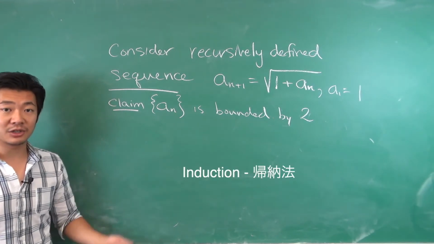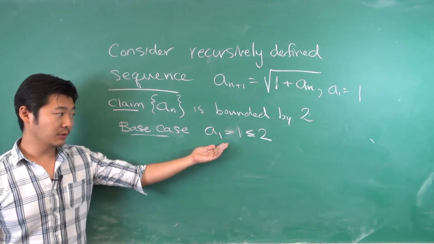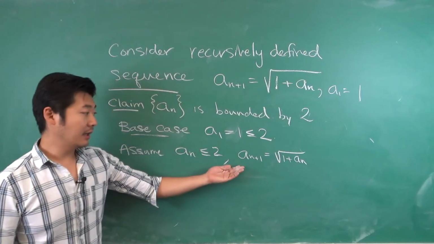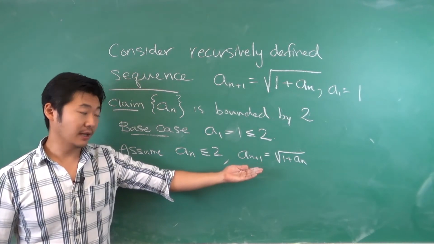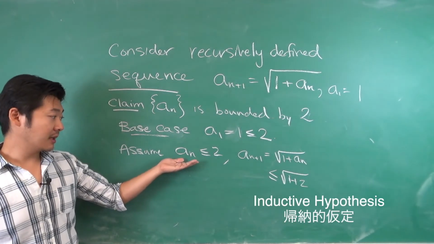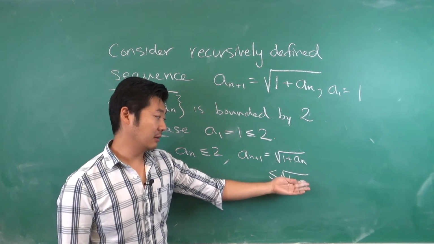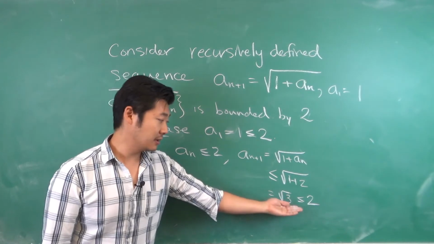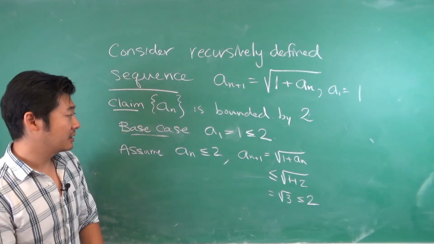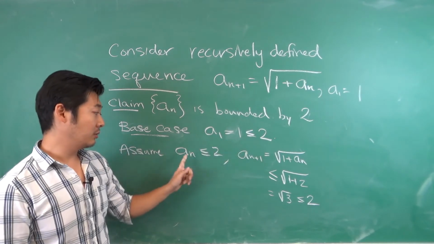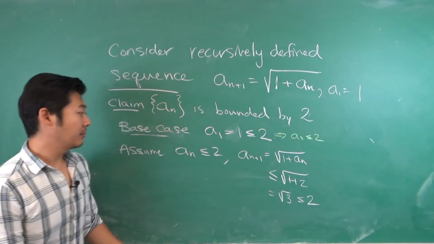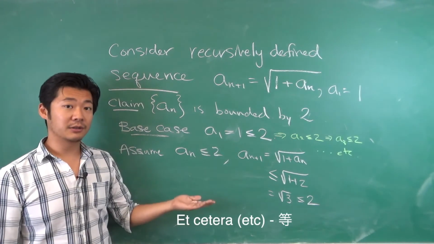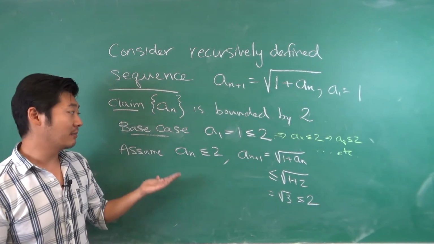So we will show this by induction. The base case a_1, which is equal to 1, is less than 2. If we assume a_n is less than 2, then a_{n+1} is the square root of 1 plus a_n, but by the inductive hypothesis, a_n is less than 2, so we replace a_n with 2, but this is root 3, which is less than 2. And so a_{n+1} is also less than 2. What this shows is that since a_1 is less than 2, we showed that a_2 is less than 2. But then if a_2 is less than 2, then a_3 is less than 2, etc. And so we show that the entire sequence has to be bounded by 2.